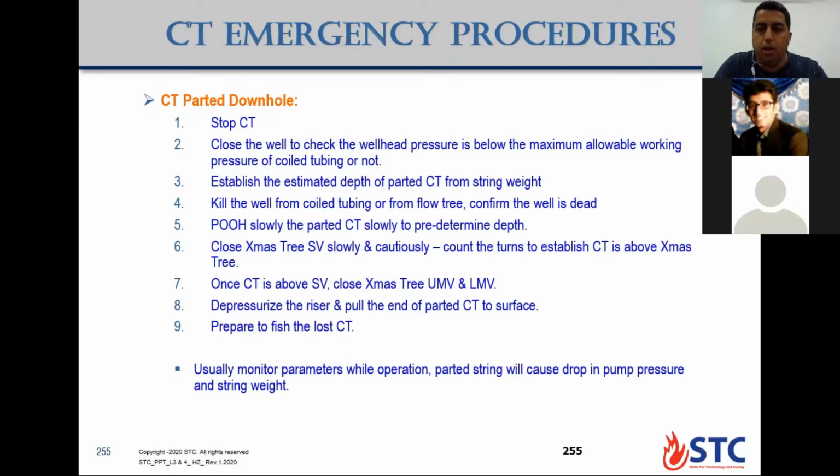Okay. So you can see that you have sensors in the BOP. It gives you the wellhead pressure now. Okay. It's not only from surface. You have an electronic sensor connected to the cabin. It gives you how much pressure is below the BOP. Okay, fine. Three, establish the estimated depth. Kill the well from the coil tubing or from the flow line. Confirm the well is dead. Pull out slowly the parted part to the predetermined depth. Close Christmas tree. Count the time. Establish CT in the Christmas tree. Once CT is above, safety valve close. Okay, thank you. You're welcome.